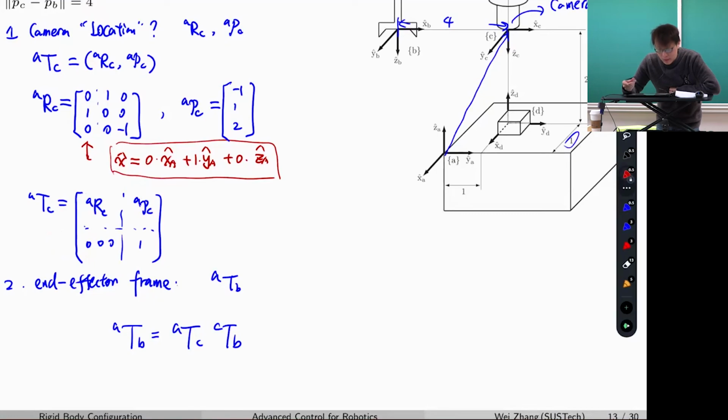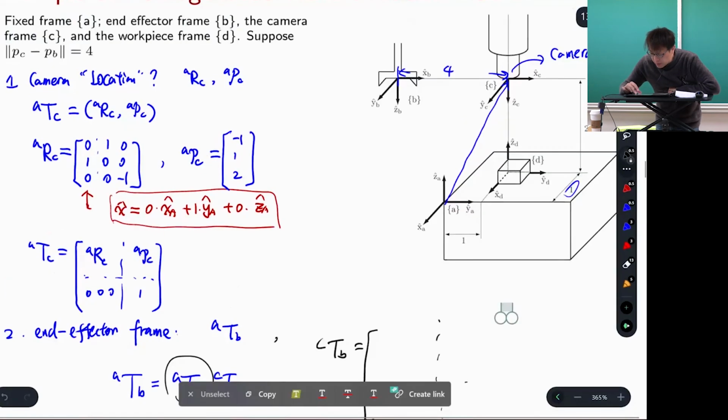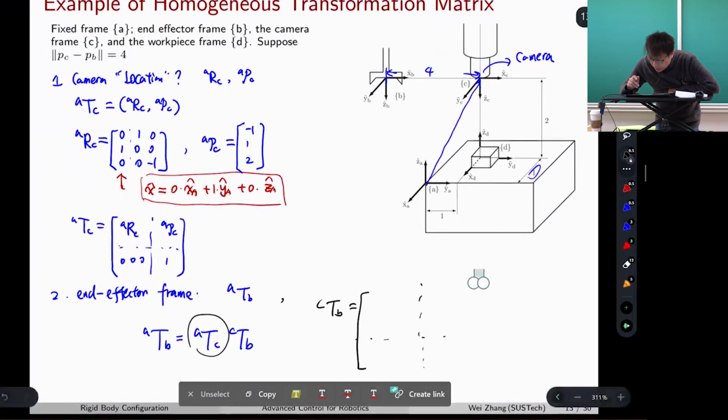Can you? I think so. If that's the case, we know TCA, so we just need to compute TBC. I think that's easy to construct. I can directly write it down. TB in C: the rotation matrix part is the same, right? They are the same orientation. Yes, so this is 1, 0, 0, 0, 1, 0, 0, 0, 1.